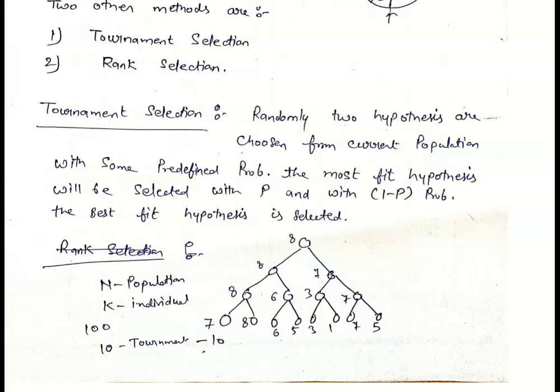We select 10 groups of pupils and from each group of 10 pupils we select the individual which has the highest fitness value. So fitness values are given: 7, 8, 6, 5, 3, 1, 7, 5. So between 7 and 8, 8 has the higher fitness value, so we assign 8, and then 6, 3 and 7, and in the next level we select 8 and 7, and at the final level we have selected 8. So this is the final value and we have selected the one person from that particular group.